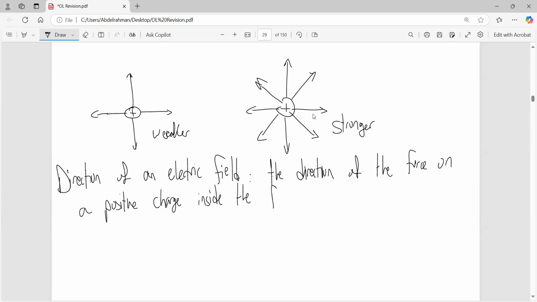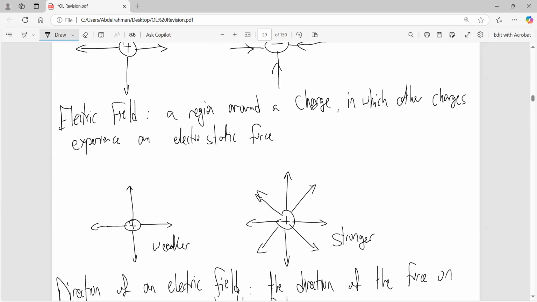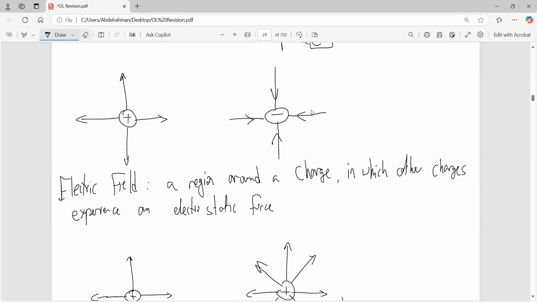What do I mean by the direction of force on a positive charge inside the field? For example, if I have a positively charged proton next to another positively charged particle, in which direction will this proton move? It will move outwards, in the same direction as these arrows.